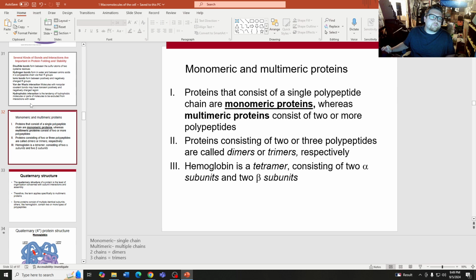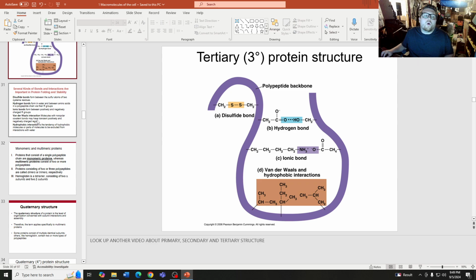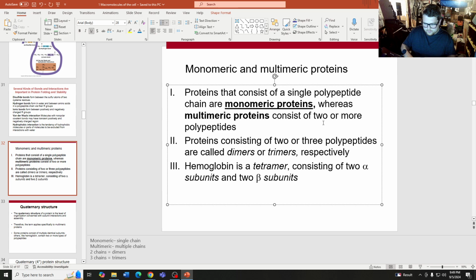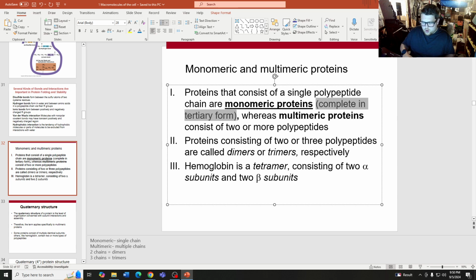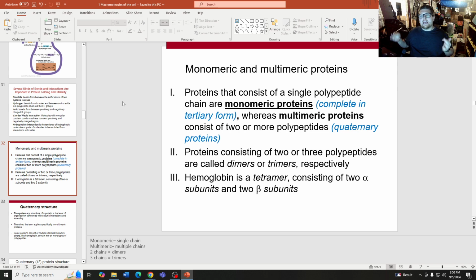Okay, now, like I said, tertiary structures can be the end. You can have a tertiary structure and be done, or you can add several different structures together. Proteins that are of a single polypeptide chain are monomeric proteins, complete in tertiary form. But you can also have multimeric proteins, which consist of two or more polypeptide chains. These are our quaternary proteins. Basically, all that's saying is we will form multiple tertiary proteins, and then those tertiary proteins come together, and they all fit together into an even larger protein, being a quaternary protein.